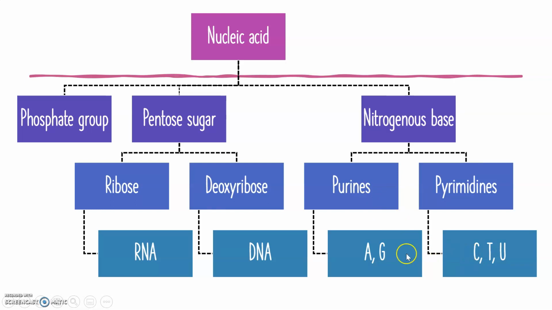These are the types of nitrogenous base classified in pyrimidine, which are C, T, and U, and A and G are classified as purines. Other than that, you also learn that base A will always bind to T, and C will always bind to G. In RNA there is no T, but we always use U.